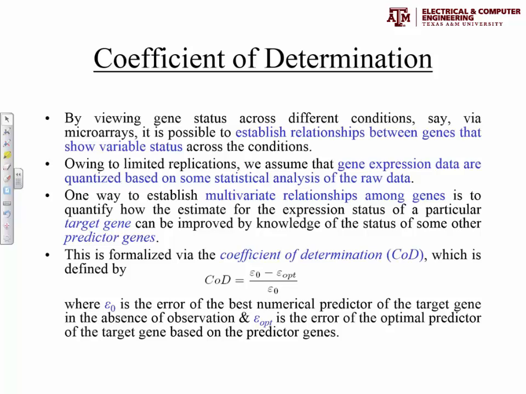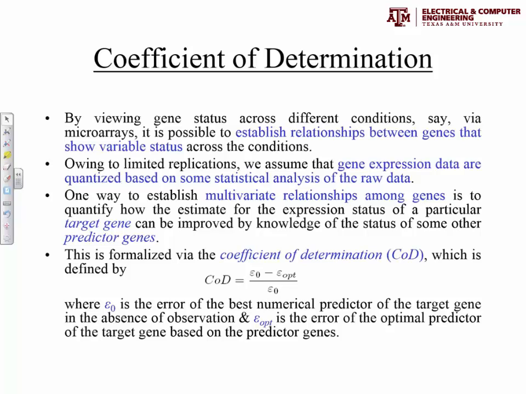Now, owing to the limited number of replications, because typically, if you look in microarrays, there might be 50 or 100, right, at most, okay? So because your sample size or the data is limited, you're going to assume that the gene expression data are quantized based on some statistical analysis of the raw data, okay? Because if it is quantized, then you need less data to learn the relationships.